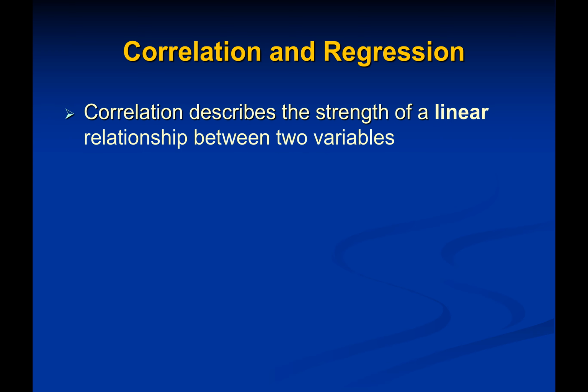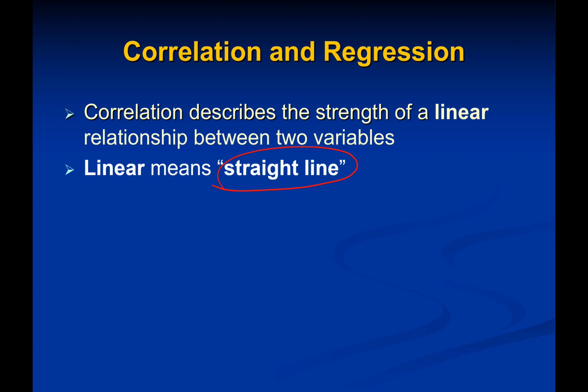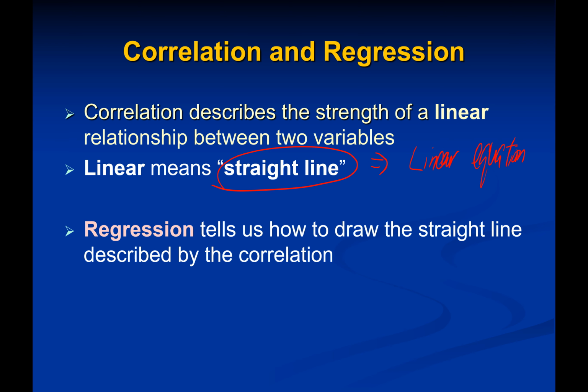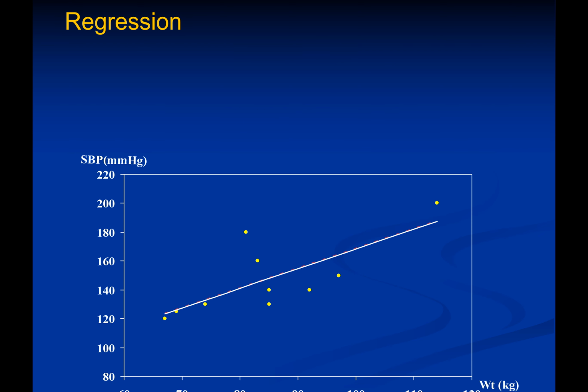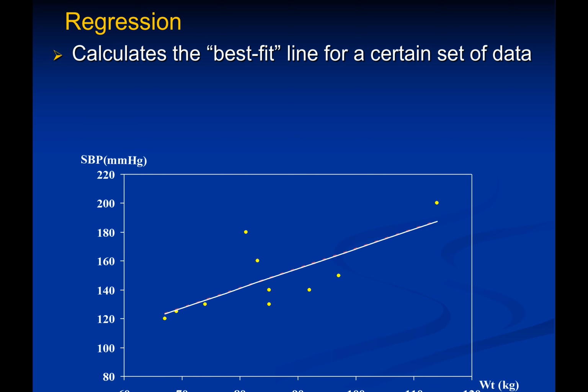Correlation describes the strength of the linear relationship between two variables. Linear means straight line, using a linear equation to capture the relationship. Regression tells us how to draw a straight line described by a correlation. So now, this is the very first example. We try to calculate the best fitting line here for a certain set of data.